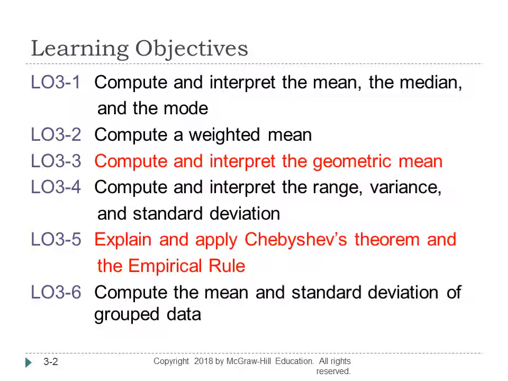Number 3 will not be covered. Anything in red is not covered in this course. Next will be number 4, compute and interpret the range, variance, and standard deviation. And these are measures of dispersion. Number 6, compute the mean and standard deviation of group data.